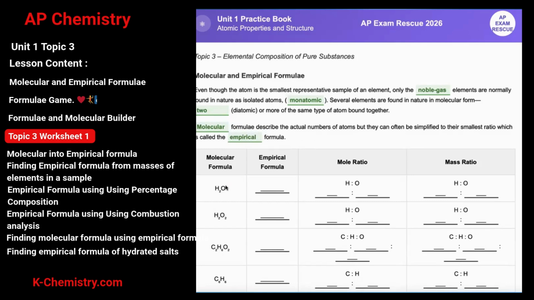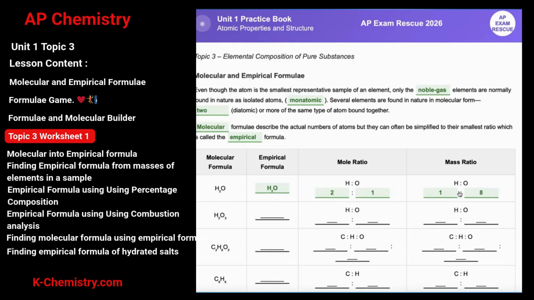So the molecular formula is H₂O. Its empirical formula is still H₂O because the ratio is 2:1. We can also find something called the mass ratio. We find this by multiplying each number of moles by its mass. So the mass of hydrogen is 1, the mass of oxygen is 8.